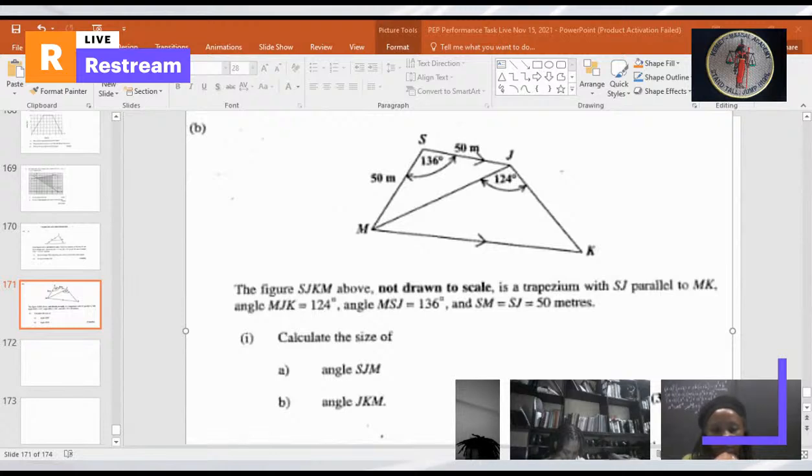All right, Drayshawn, your turn. The figure SJKM above, not drawn to scale, is a trapezium with SJ parallel to MK. Angle MJK is 124 degrees and angle MSJ is 136 degrees. And SM is equal to SJ equal 50 meters. Calculate the size of A, angle SJM, B, angle JKM.